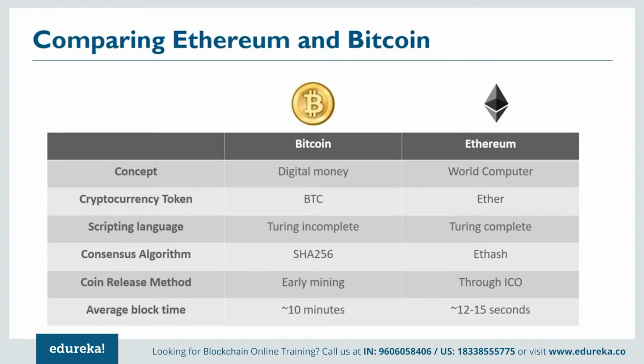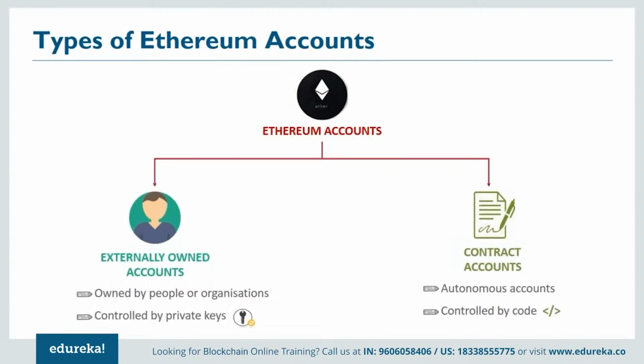This is quite a bit faster. Now, since we're talking about Ethereum, we have to discuss the types of Ethereum accounts. As we can see here, there are two types of Ethereum accounts: the externally owned accounts that are owned by people or organizations, and the contract accounts, which are autonomous in nature. Now, these externally owned accounts are controlled by private keys which are owned by individuals.